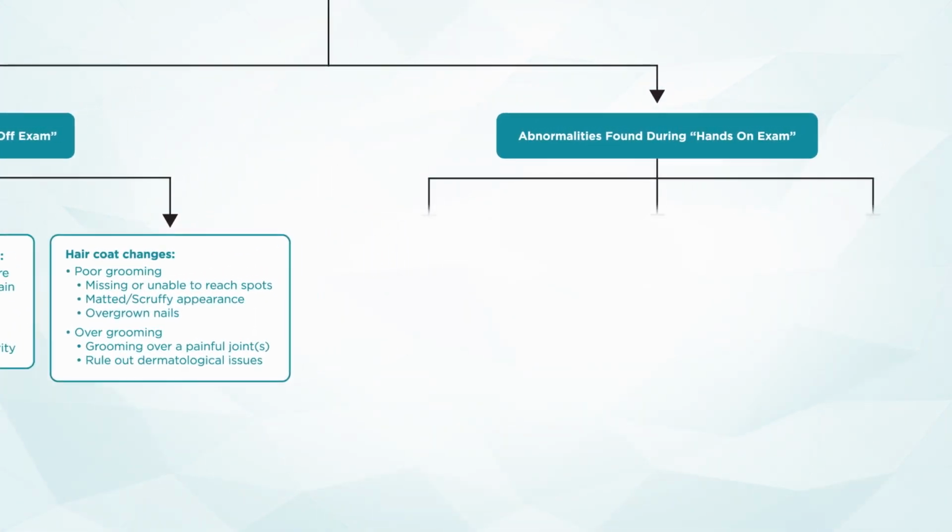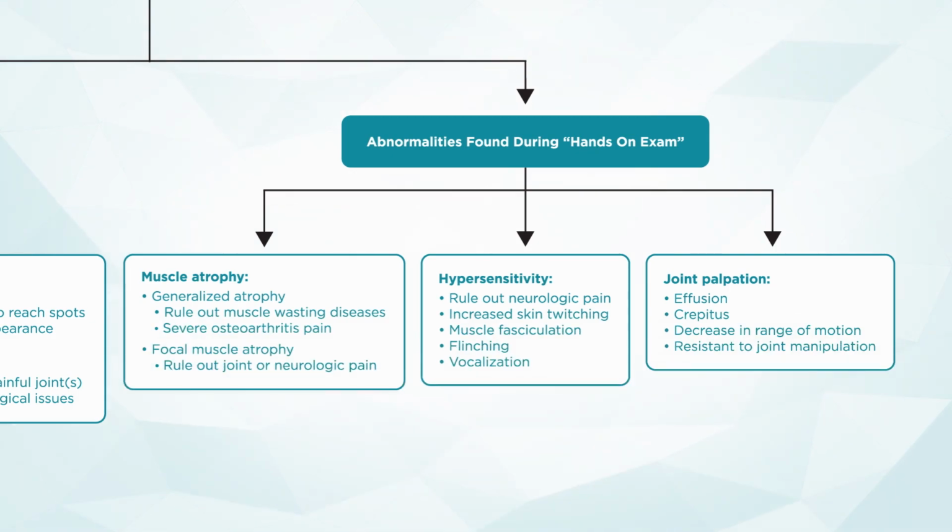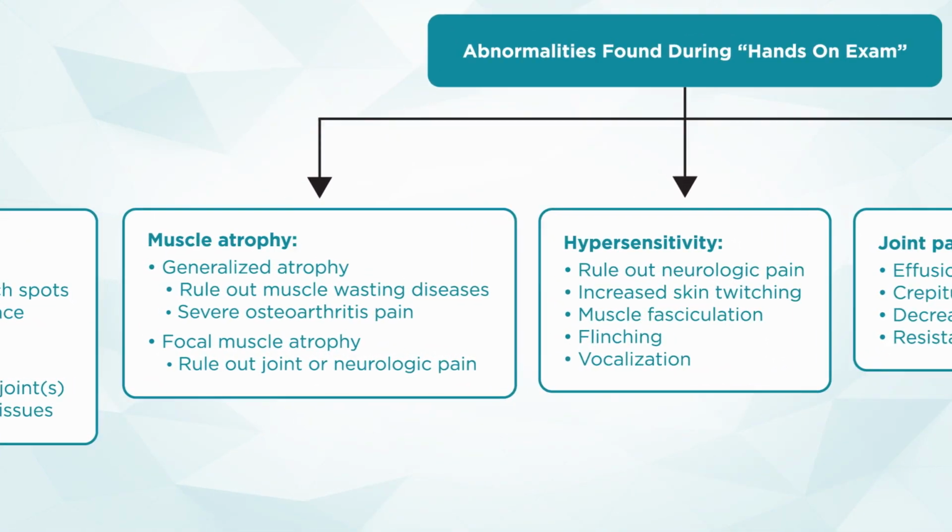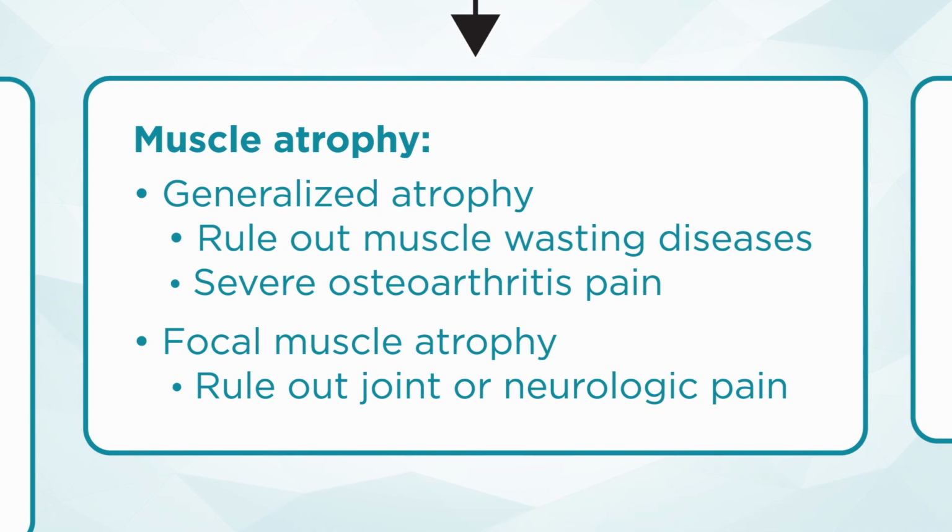as any of these may make the cat overgrown. Now we're going to move on to the abnormalities found during the hands-on exam. First, we're going to look for muscle atrophy. Run your hands down the sides of the cat. If you see generalized muscle atrophy, many muscle-wasting diseases such as hyperthyroidism, kidney, GI disease could cause that. But I've also seen this in cats with just severe osteoarthritis pain or a combination of both of these things.